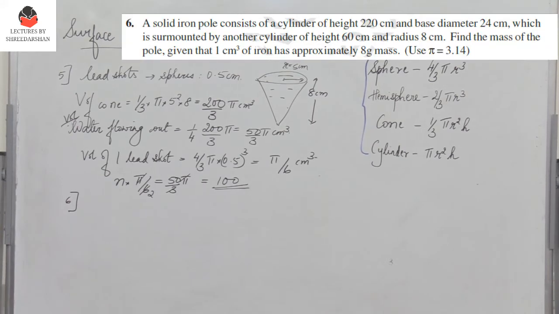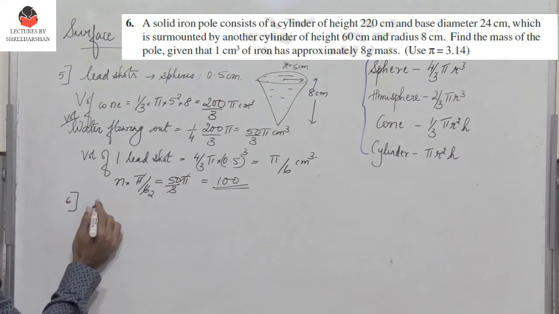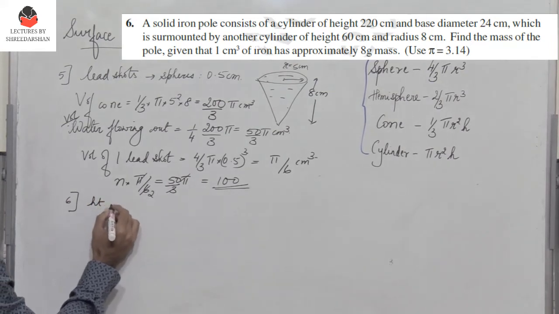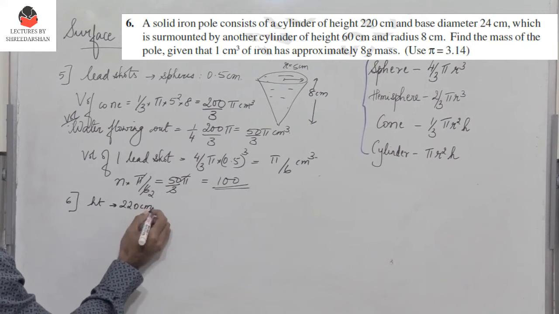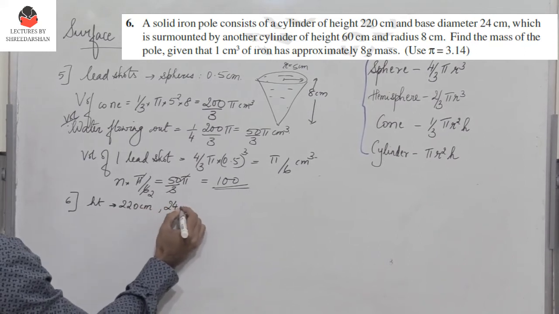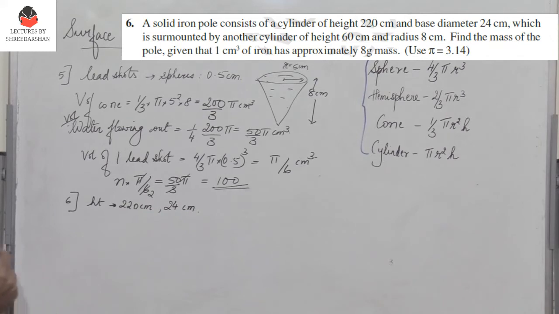Now moving on to the sixth one. A solid iron pole, which is nothing but a cylinder of height 220 centimeters and having a diameter of 24 centimeters. It is surmounted by another cylinder having a height of 60 and a radius of 8. Find the mass of the pole if 1 centimeter cube of iron has 8 grams of mass.